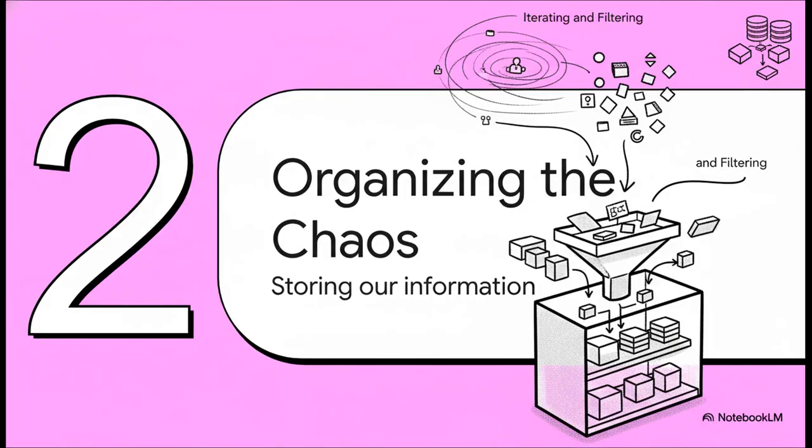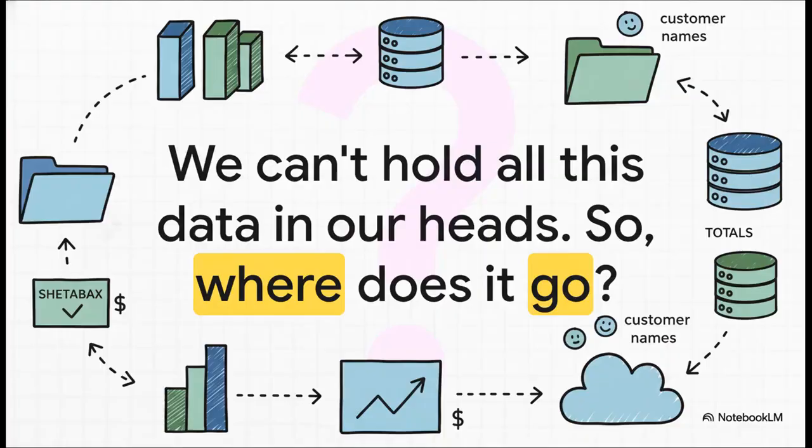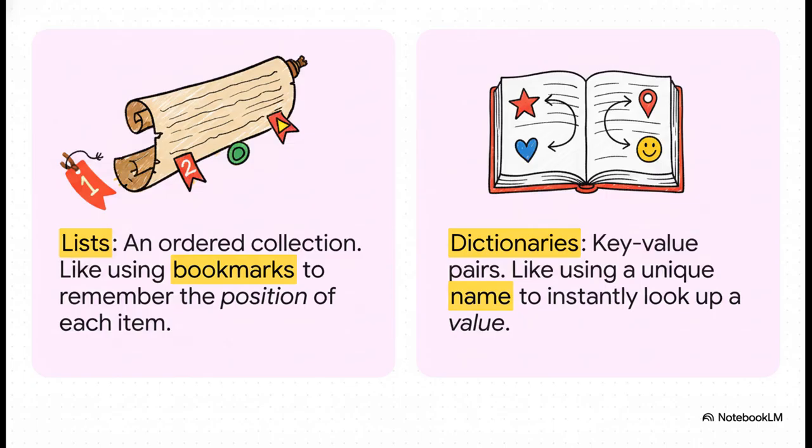So, as we're iterating and filtering, we're gathering a lot of really useful information. But that creates a brand new problem. Where do we put it all? I mean, we can't just keep all these totals and customer names floating around in our memory, right? We need a structured way to store our findings as we collect them. And there are two really common ways to do this, and they both have great analogies. A list is kind of like using bookmarks in a book. It's an ordered collection, and it always remembers the position of each item. A dictionary, on the other hand, is more like an address book. You use a unique key, like a person's name, to instantly look up their information, like their total spending.